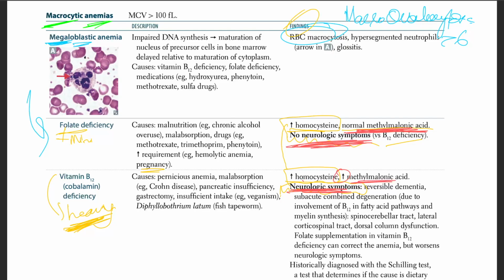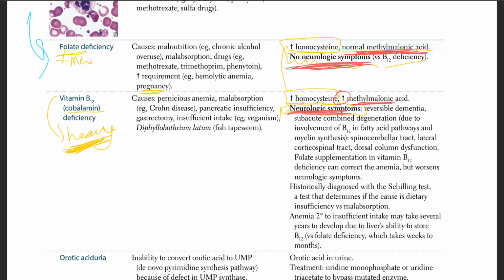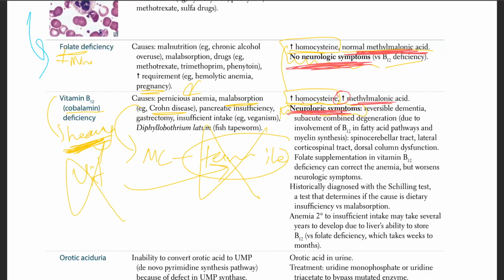So let's talk about B12 deficiency. B12, also known as cobalamin. The causes of cobalamin deficiency are pernicious anemia and malabsorption, for example, in Crohn's disease. Remember, in Crohn's disease the most common location is the terminal ileum. Where does the B12 get absorbed? Terminal ileum. So if you're knocking out the terminal ileum, you cannot absorb vitamin B12.